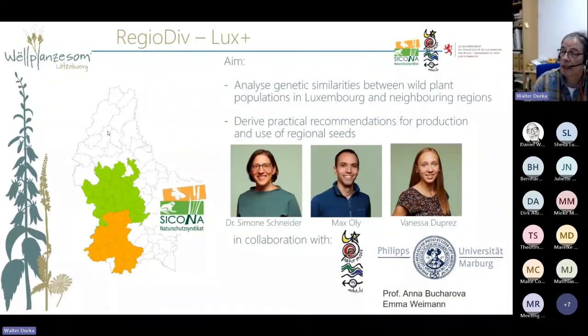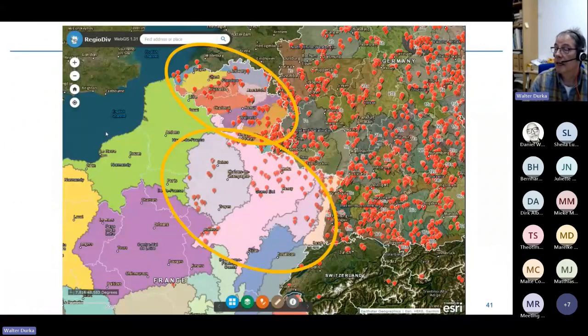I just wanted to point out that a recent development is that in cooperation with the people from Luxembourg, we are actually analyzing plant material from Belgium and from northeastern France, asking whether the genetic groups that we have seen in Western Germany, how far they do extend to the west into those countries, in particular for Luxembourg, because Luxembourg is a very small country and they of course want to know from how far they potentially could get their seeds if they do restoration projects in their country.